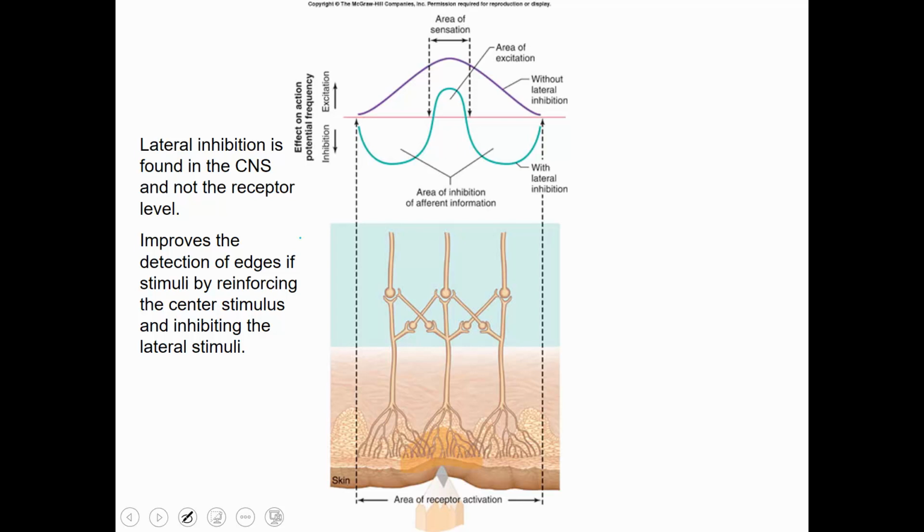So here's another picture from your textbook. Here's the area of receptor activation. You've activated all 3 of these neurons, but there's most activation in the middle. So they all inhibit each other, but the central one is going to inhibit the sides the most, so that we intensify the middle and we improve localization and improve edge detection.